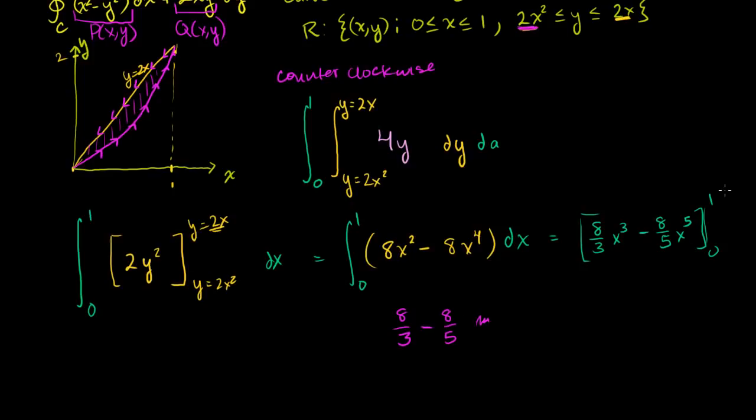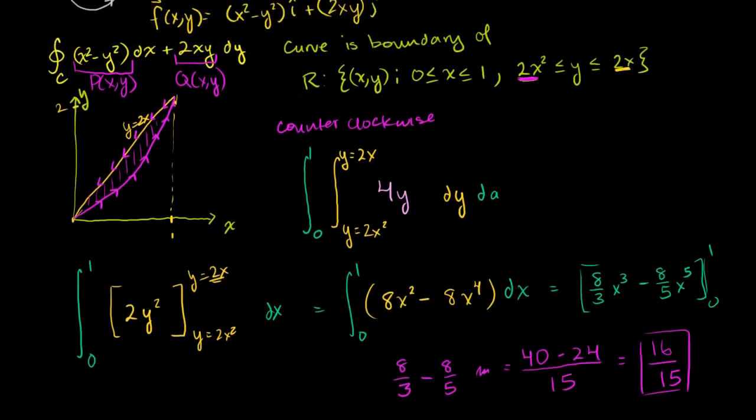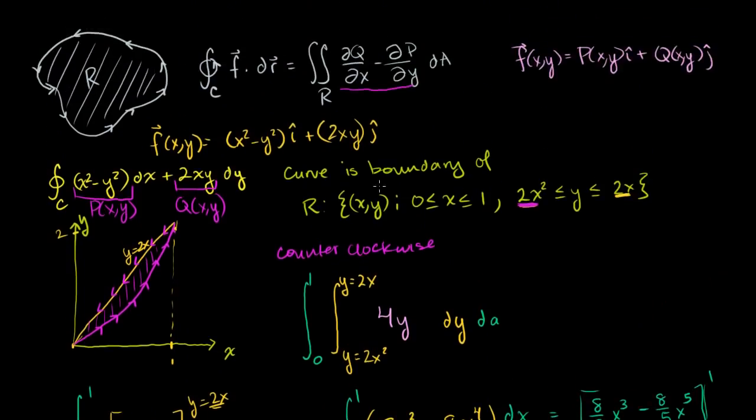So now we just have to subtract these two fractions. Let's get a common denominator of 15. 8/3 is the same thing if we multiply the numerator and denominator by 5. That is 40 fifteenths. And then if we multiply this numerator and denominator by 3, that's going to be 24 over 15. So minus 24 over 15. And we get 16 over 15. And so using Green's theorem, we were able to find the answer to this integral up here.